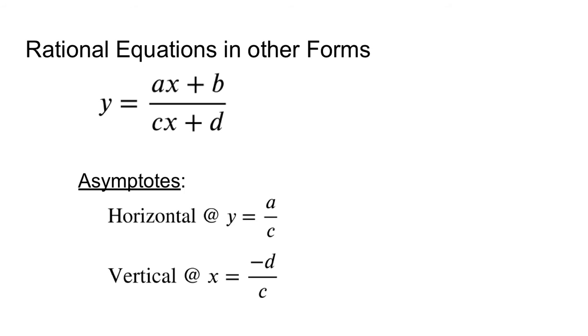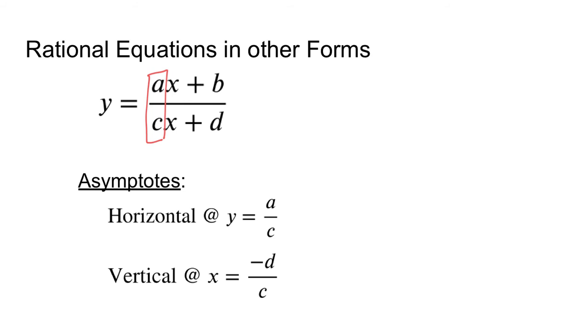The horizontal asymptote is a over c, y equals a over c, and the vertical asymptote will be negative d over c. Let me tell you where these come from. The horizontal asymptote is what's happening as the x values become bigger and bigger. These numbers stop mattering so much, and it ends up just being a over c. Those are the only numbers that are actually going to matter in the long run.